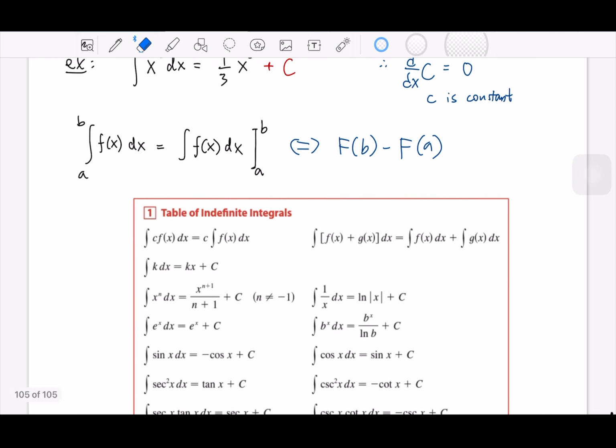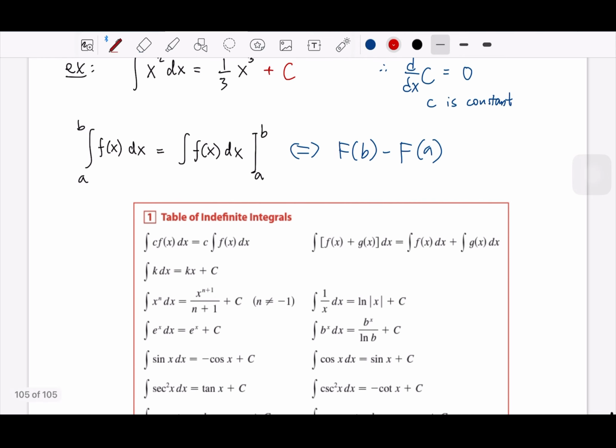Oh yeah, I forgot that this part is called the net change theorem. This is the net change theorem.